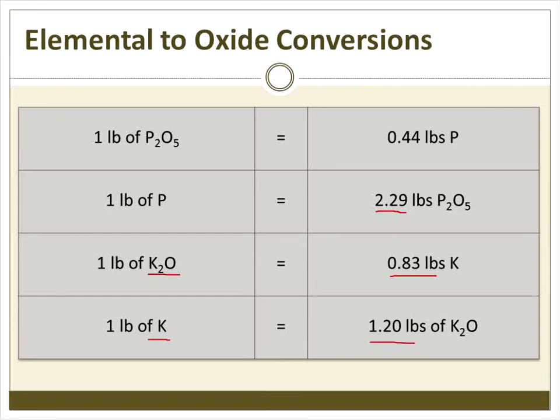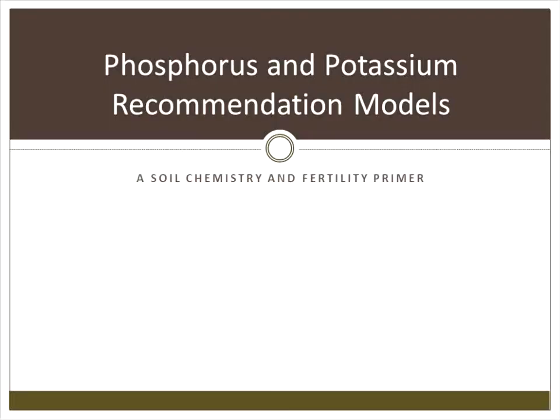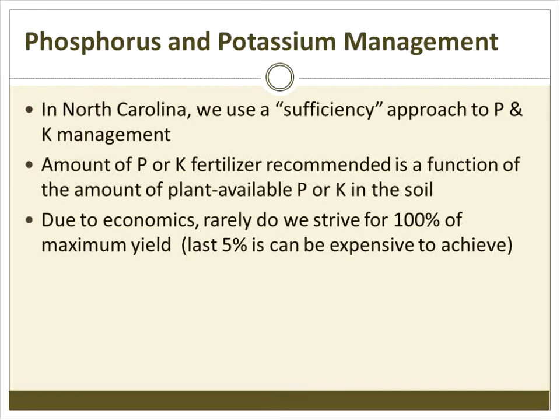So these are just conversion factors that you can use should you ever have to flip back and forth between the amount of phosphorus and the amount of P2O5 you need. Now again, if you're working in soils in North Carolina running your soil samples for your fertility models through the Department of Agriculture, it's not going to be a problem for you. So that's a good transition for us to start talking about these phosphorus and potassium recommendation models.